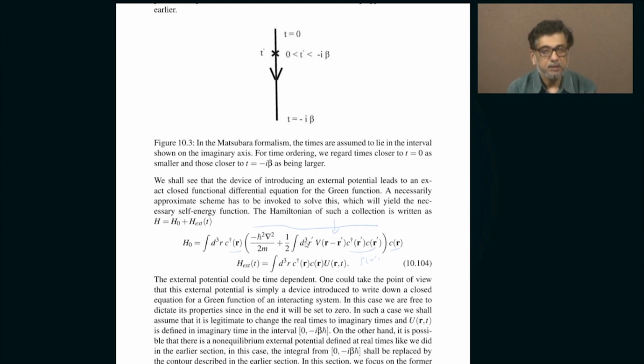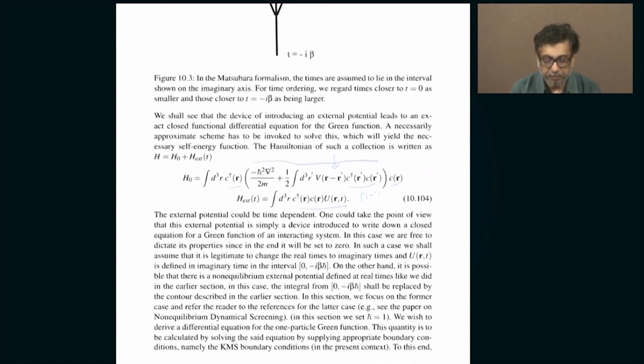Bottom line is that this is really what I want to study, a collection of quantum particles that are mutually interacting by a 2-body pairwise potential called V of r minus r dash. I want to find the Green's function of such a system, that is the particle and hole Green's function. In order for me to derive an equation for that Green's function which does not involve anything but other versions of that Green's function, I will be forced to introduce an external time dependent potential.